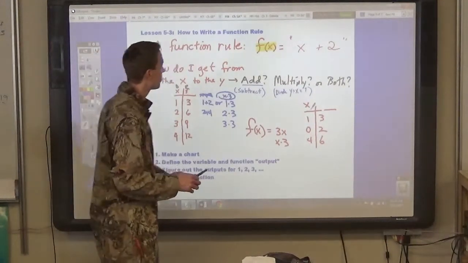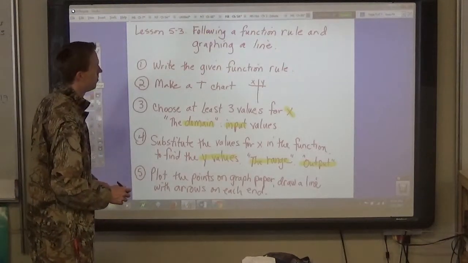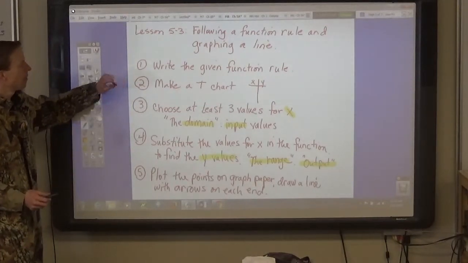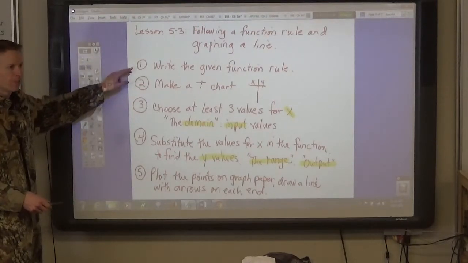Okay, let's look at some more. I'll come back to it. Sometimes you'll have to follow a function rule to graph a line.